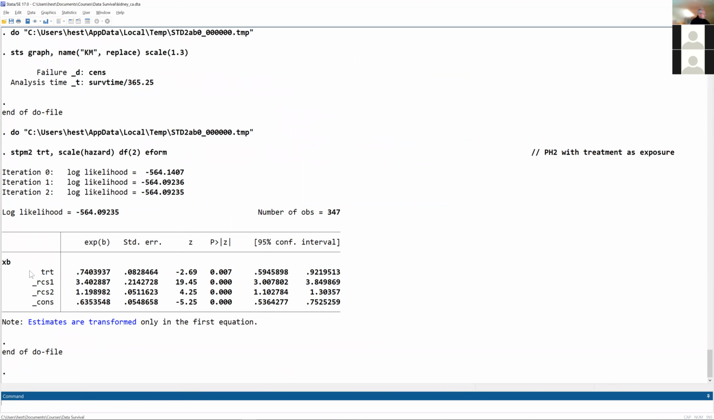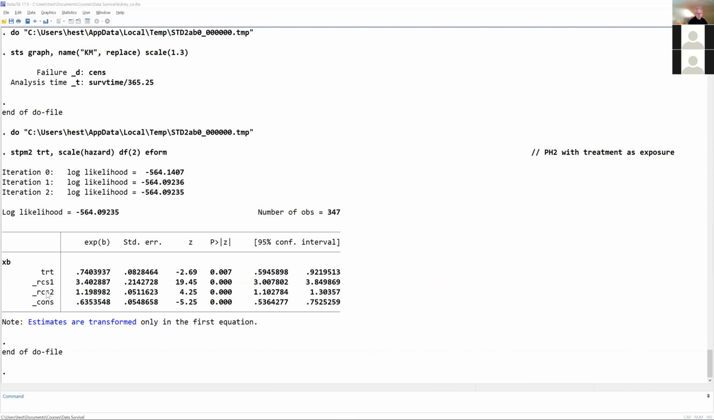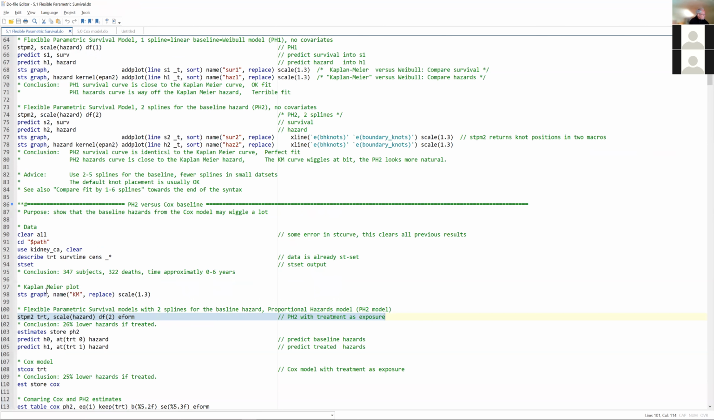347 observations, the effect of treatment 0.74, meaning that the treated have a better survival than the untreated, since the value is less than 1, roughly 26% better survival among the treated. Here are the two splines for the baseline. They don't tell us much, but we can just see that two splines are used. Okay, I will save the estimates from this one as a PH2 model.